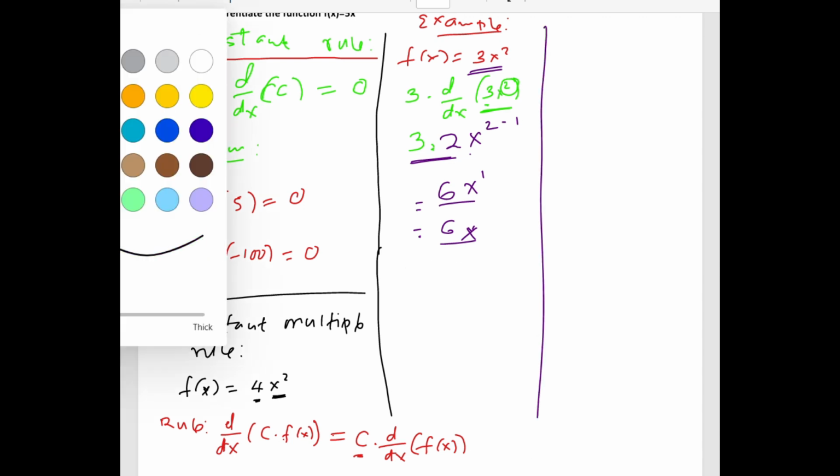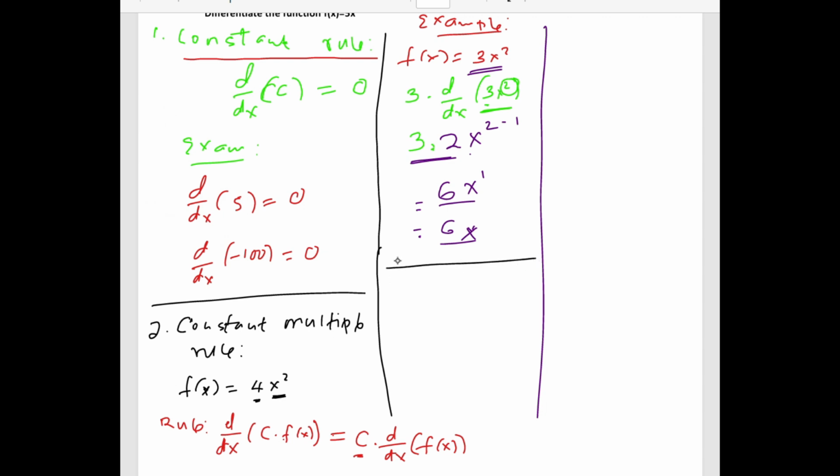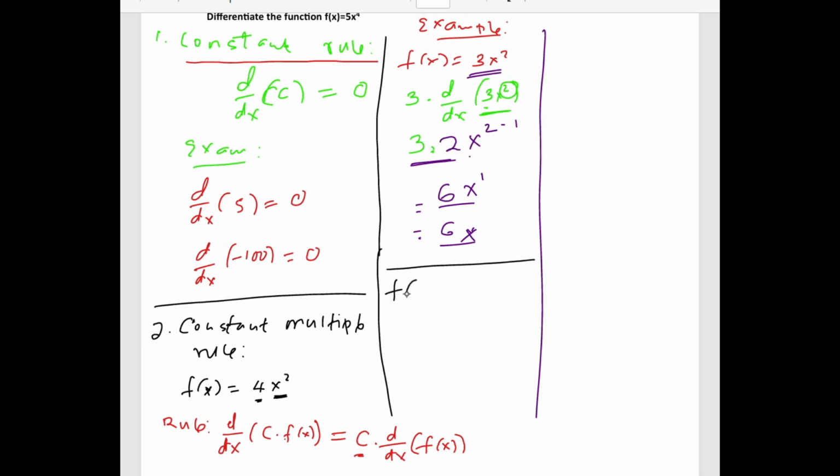Let's say you have another function, f of x, and f of x is something like 7x to the power 3. You need to differentiate that. As we have said, you hold the 7 first, then you differentiate the function: you drop the 3, which is the power, and on the power you subtract 1. Once you subtract 1 from the 3, you have a 2.